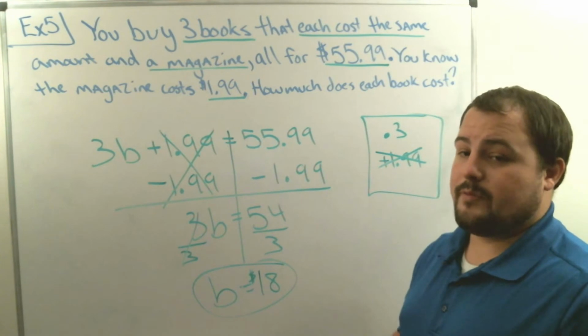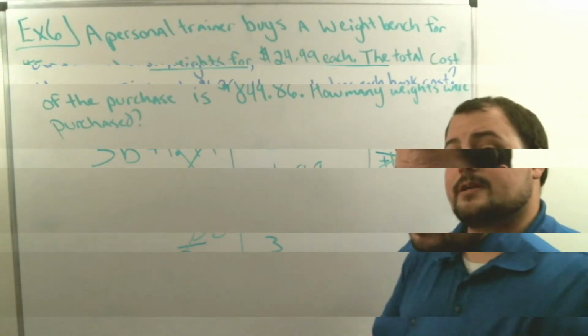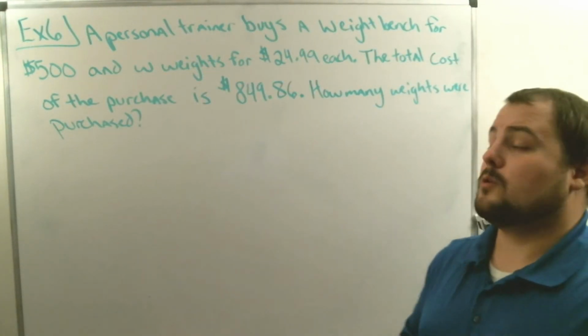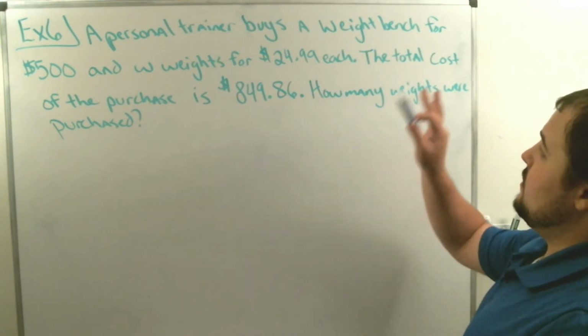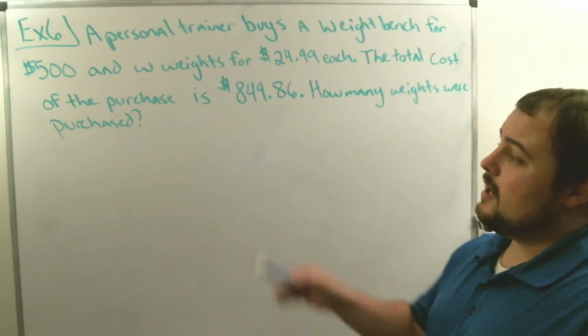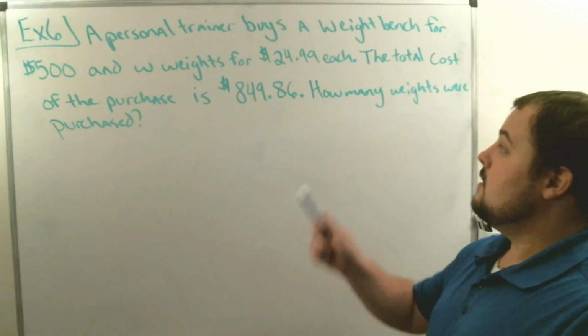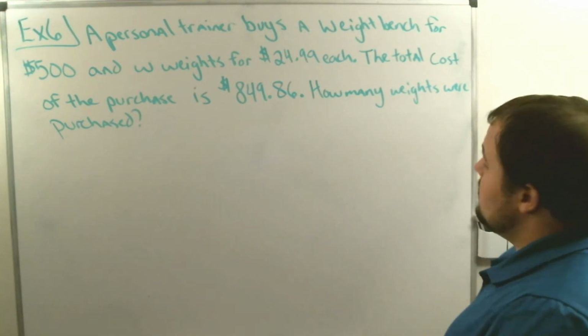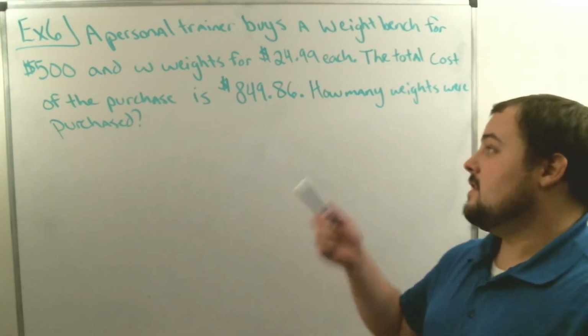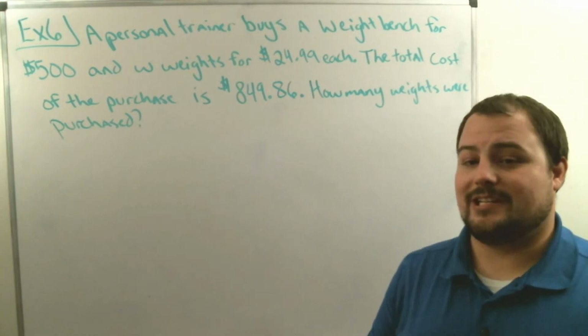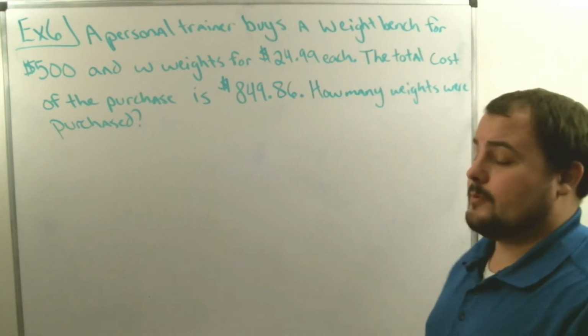Let's do another word problem and see what happens. In example 6, what we're going to do is solve another word problem. It says a personal trainer buys a weight bench for $500, and they buy W weights for $24.99 each. The total cost of the purchase is $849.86. How many weights were purchased?